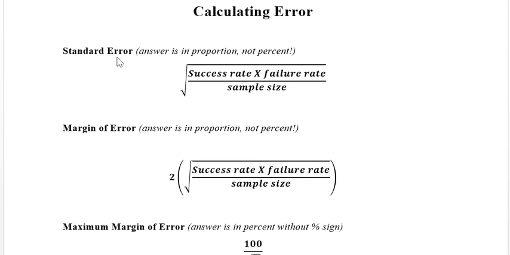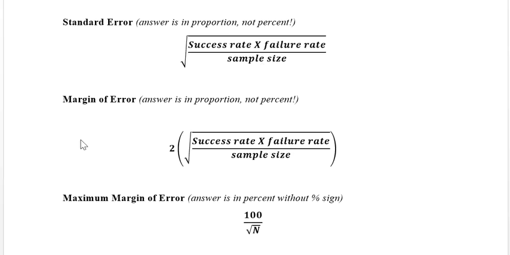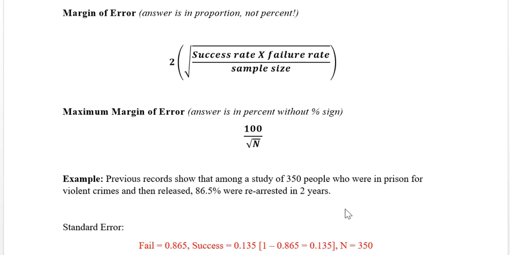So we've got our standard error, and remember, the answer is in proportion, not percent. The formula is the square root of success times failure divided by sample size. Then we've got our margin of error, which also answers in proportion, which is 2 times this value right here. And then we've got our maximum margin of error, which is 100 divided by the square root of n. The answer is in percent, but without the percent sign for that one.